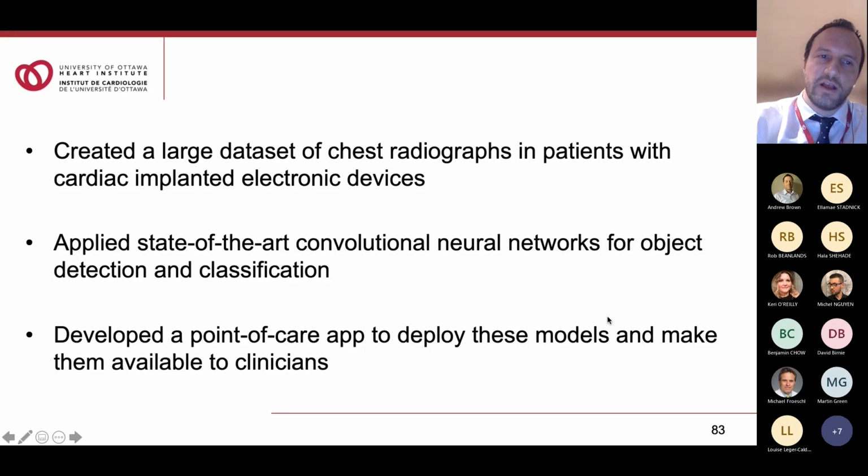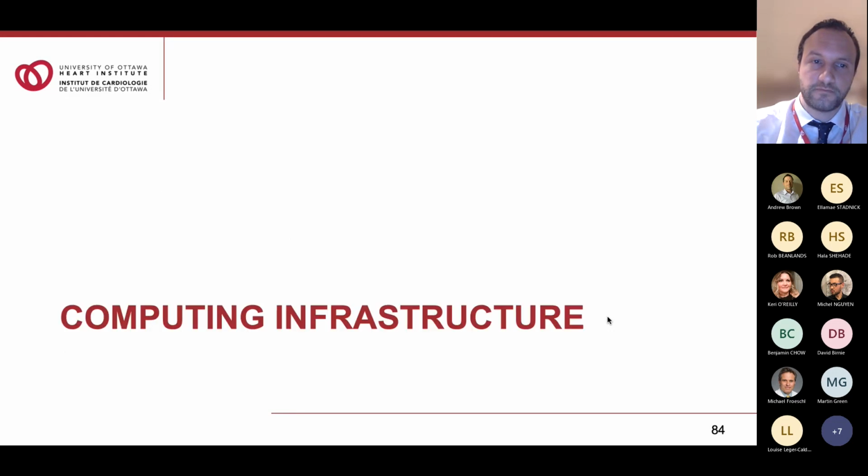So what we've done, to summarize, is create a large database of chest radiographs of patients with cardiac implanted devices. We applied state-of-the-art convolutional neural networks for object detection and classification, and we developed a point-of-care app to deploy these models and make them available to clinicians.